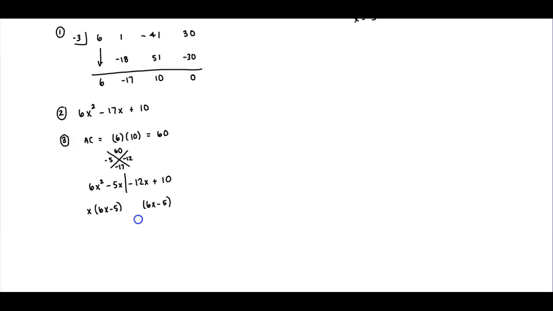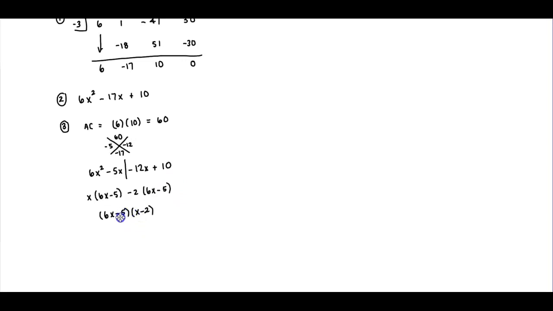So what do we need to multiply by 6x to get -12? Well, that's going to be -2. So therefore, we end up getting 6x minus 5 times x minus 2. So therefore, what that tells us is these are the other zeros of this function.